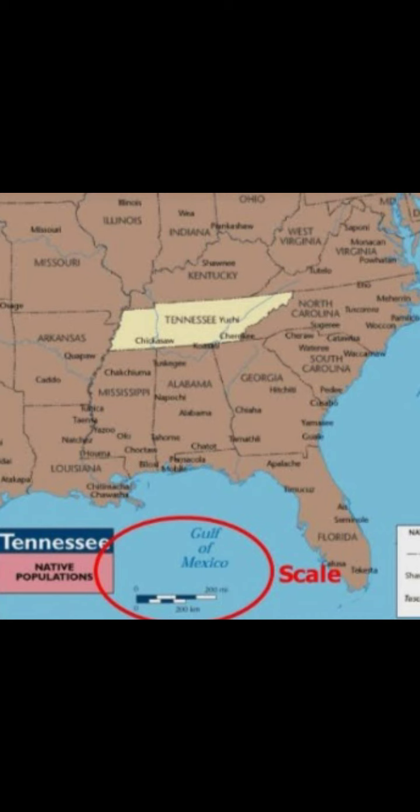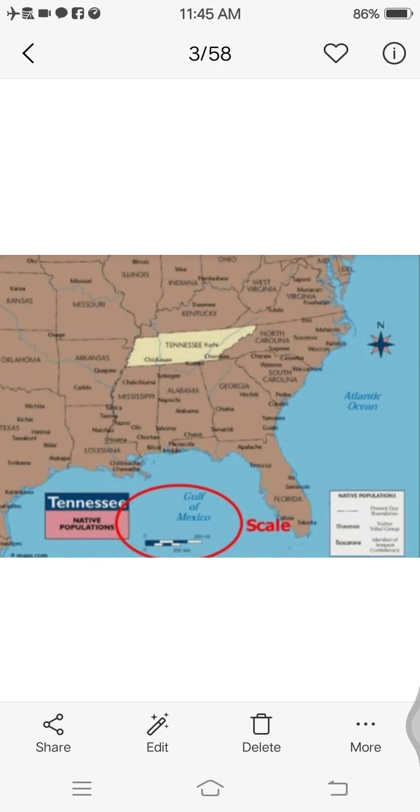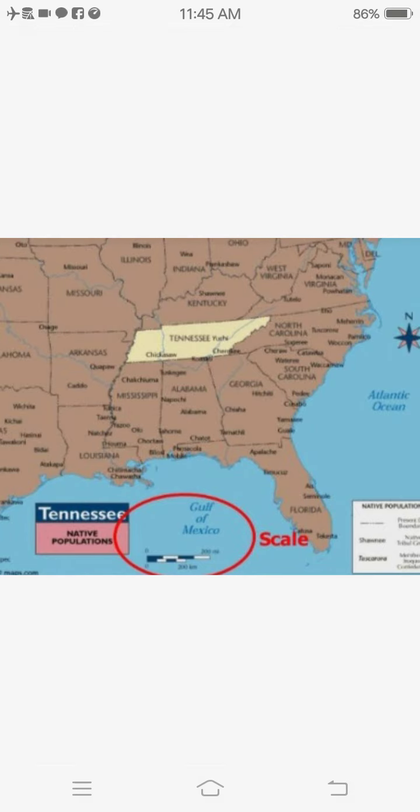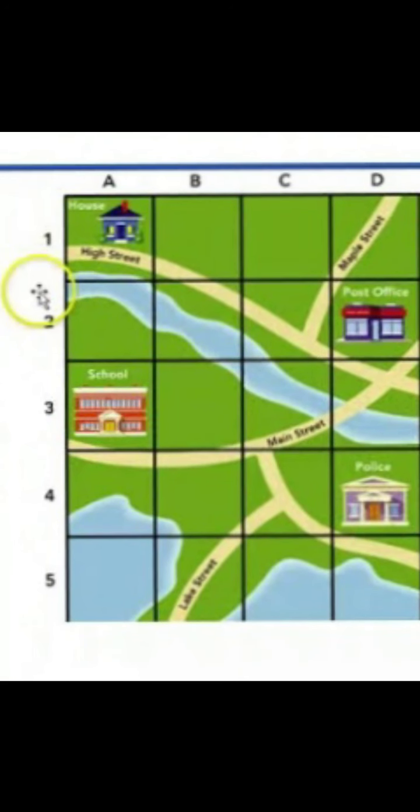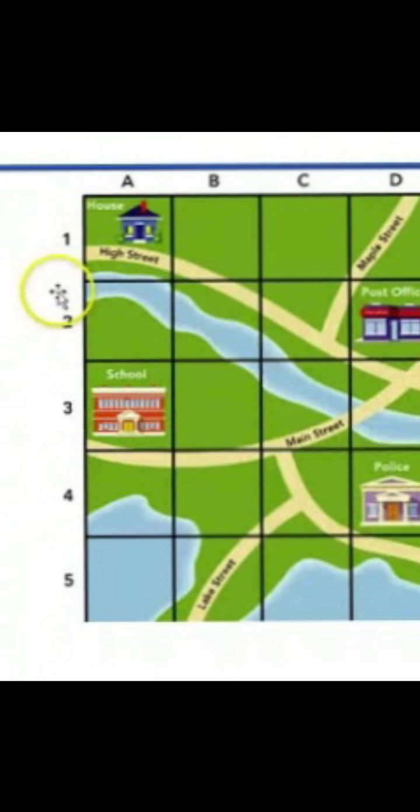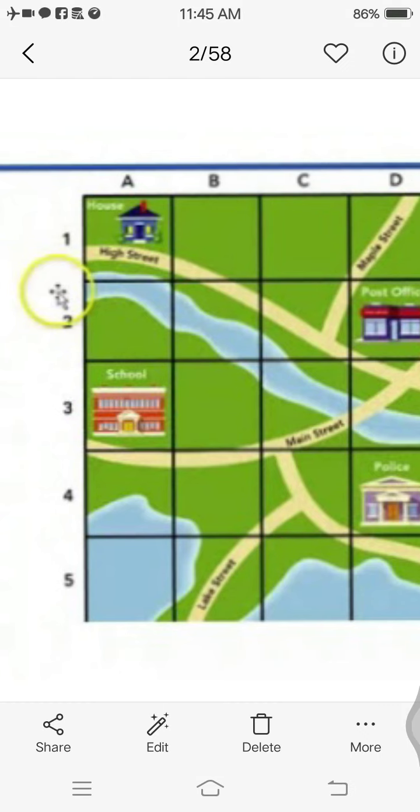Then we find the scale. For a map, scale is also very important. It shows us the distance, how much distance you have used to make this map. Then we find the grid system in our map. Grid is also important, as it shows the exact location. For example, if your house is at A1, that is its location. If we ask where your school is, you will say A3.